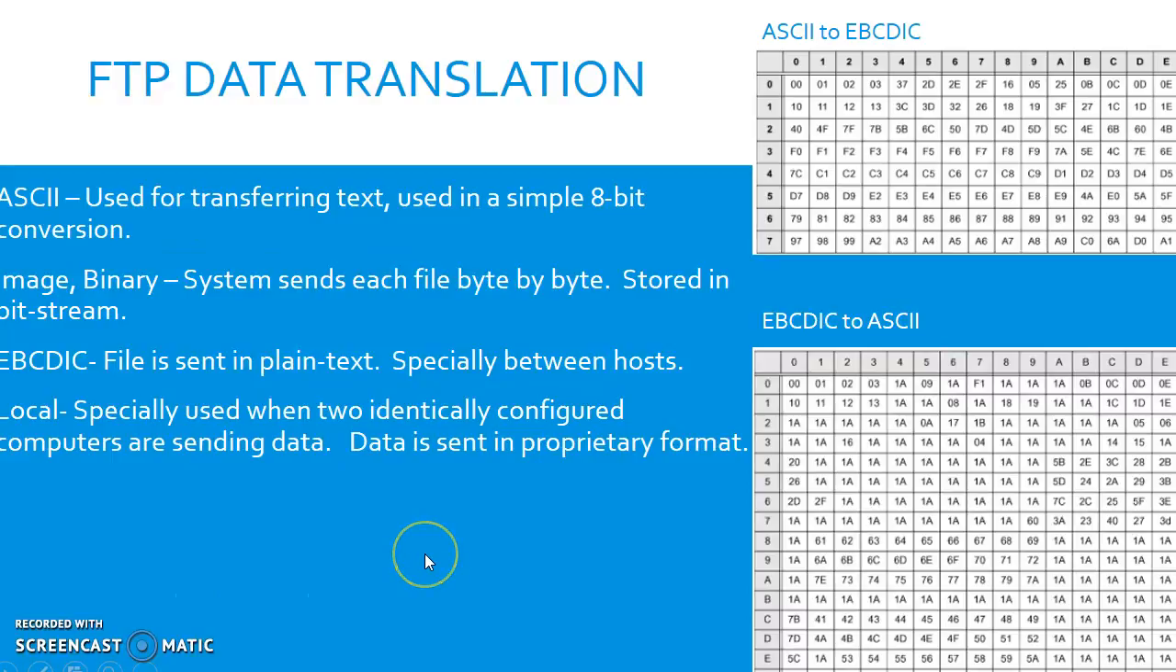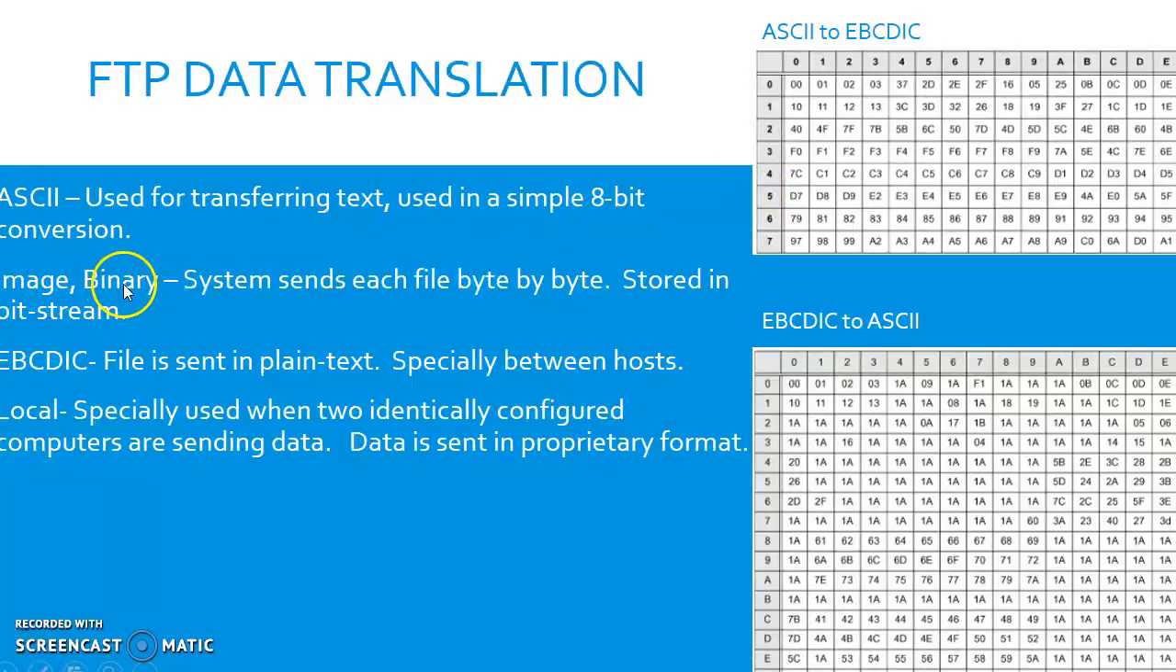When it comes to the actual data inside of the files that are being transferred, there are four different translation types. The first is known as ASCII. This is used for text. It's a simple 8-bit data conversion, and it then converts it back to the plain text once it gets to where it's needed. This translation is only used on plain text files.